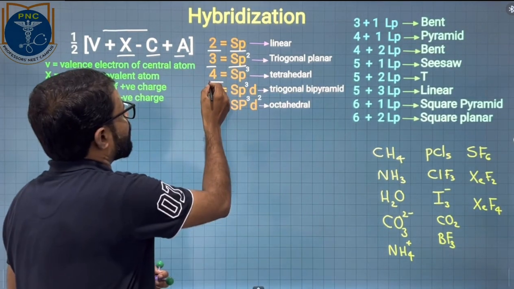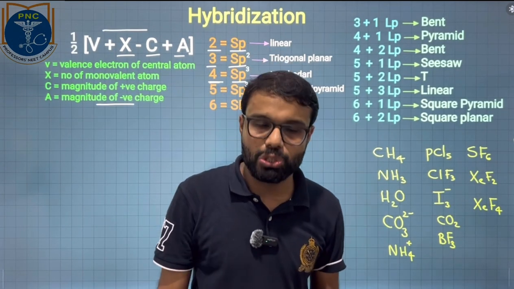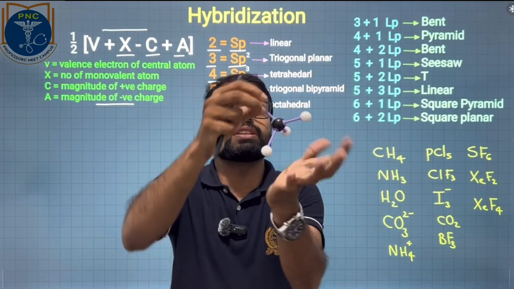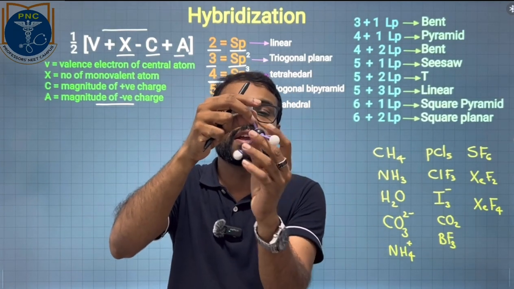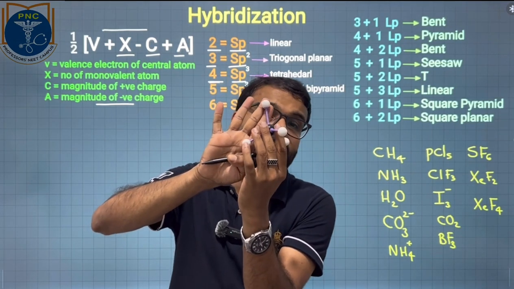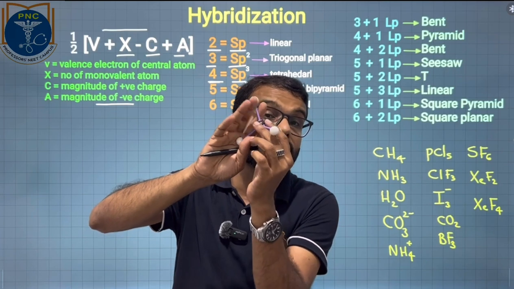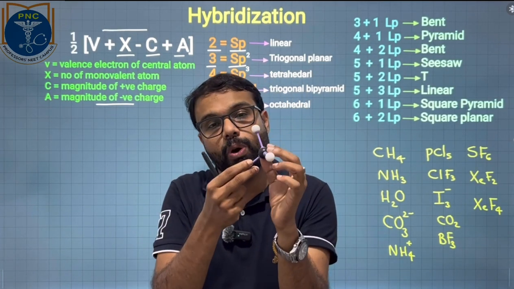Similarly, if we are getting the number 4, hybridization is sp3 and the shape is tetrahedral. You can see this is tetrahedral, bond angle is 109.5. If I keep this here, 2 atoms are in one plane, one is forward and another is backward. So this is the tetrahedral shape. All the angles are 109.5.